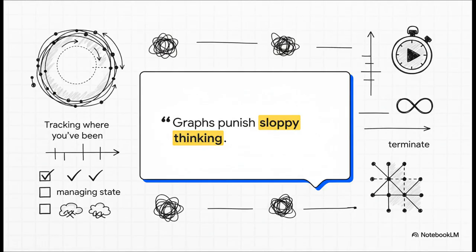And that leads us to a really important engineering insight. Working with graphs, well, it punishes sloppy thinking. It demands discipline. You have to manage state. You have to track where you've been. And you have to guarantee that your process will actually end. They are incredibly powerful, but they have no tolerance for carelessness.